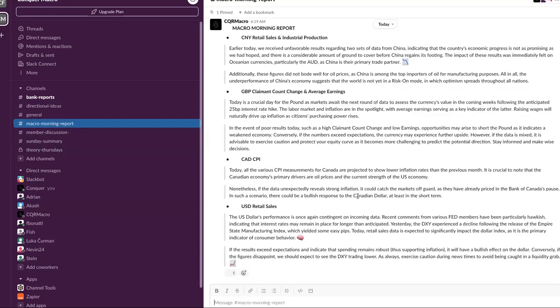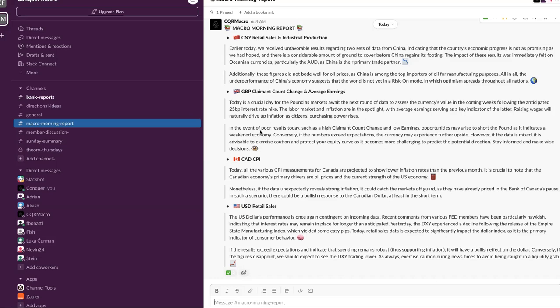Now, like I said, if you read the macro morning report, let's go see what it said. Today is a crucial day for the pound as markets await the next round of data to assess the currency's value in coming weeks, following the anticipated 25 basis points interest rate hike. The labor market and inflation are in the spotlight, with average earnings serving as a key indicator of the latter.